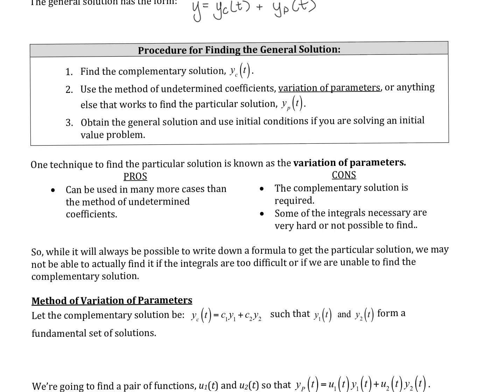The next thing that may be a con is that there's a lot of integration work required for this particular method. So it's always going to be possible to get a formula for the particular solution, but sometimes that integration work becomes too tricky and we can't actually solve for it. So that would be the next con. So let's walk through the method of variation of parameters. I am going to walk you through a few steps before I show you the problem, just because I think it helps.